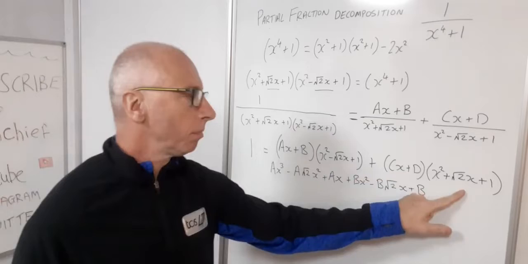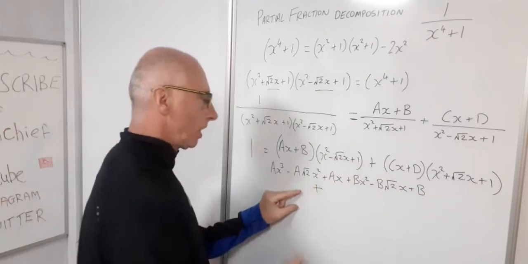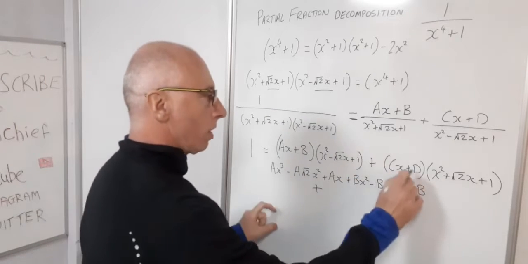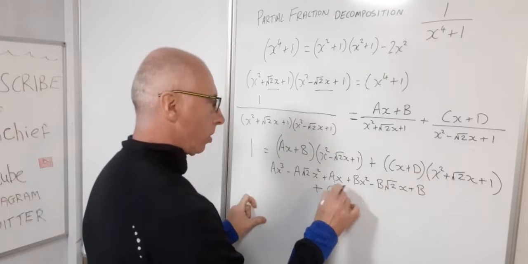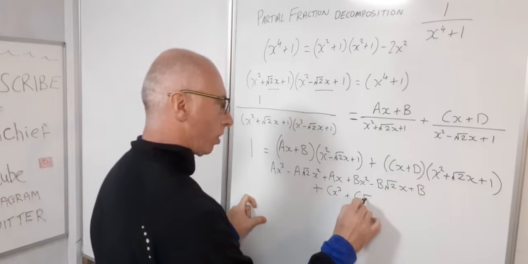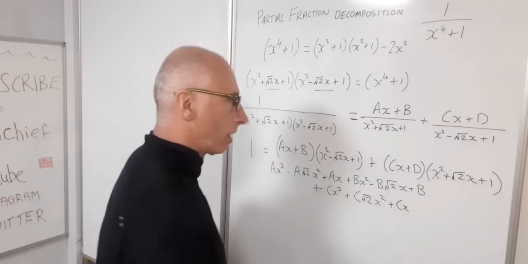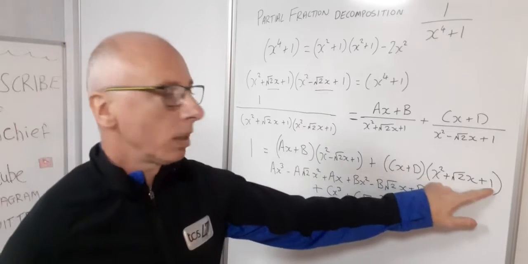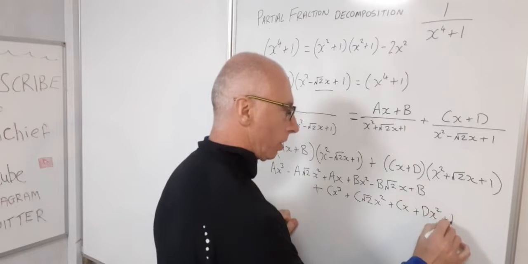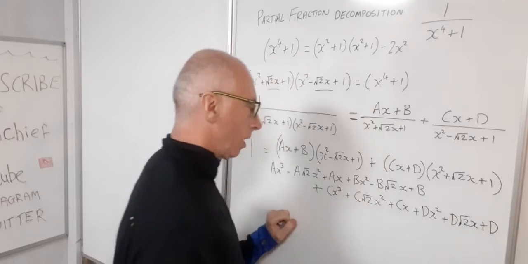Now I need to do the same with this one. So I'm just going to bring this down on this bottom line here and just indent it a little bit. So let's distribute cx with all these terms. So now I'm going to get cx cubed plus c root 2 x squared and then plus cx. And now just distribute d with all of these terms. So now I'm going to get plus dx squared plus d root 2x plus d.